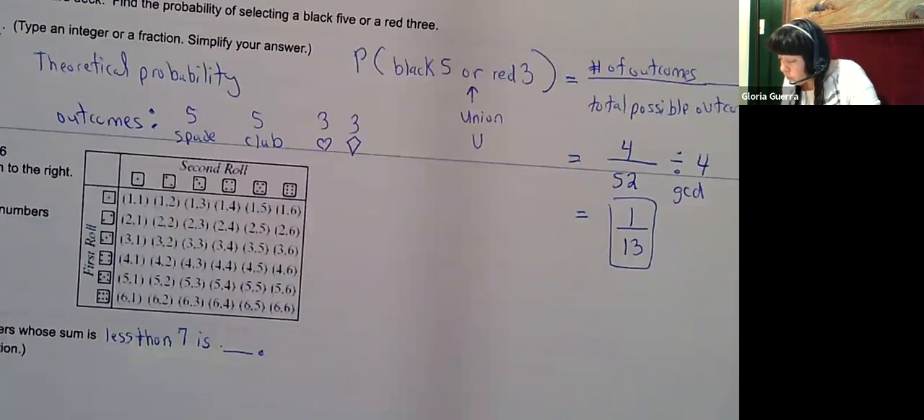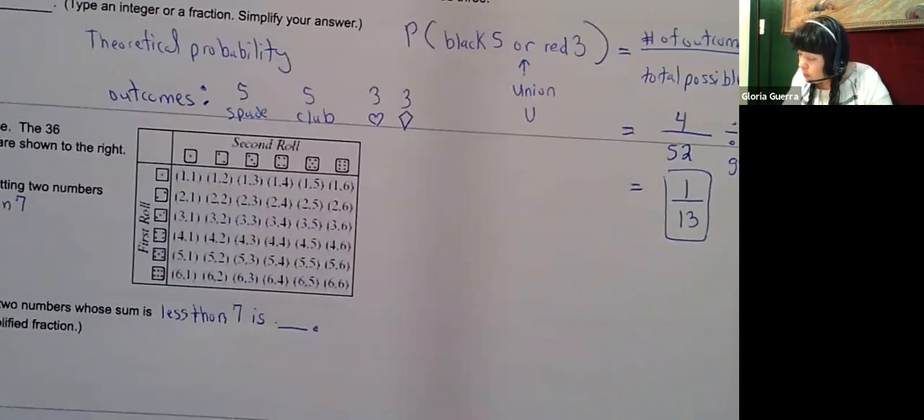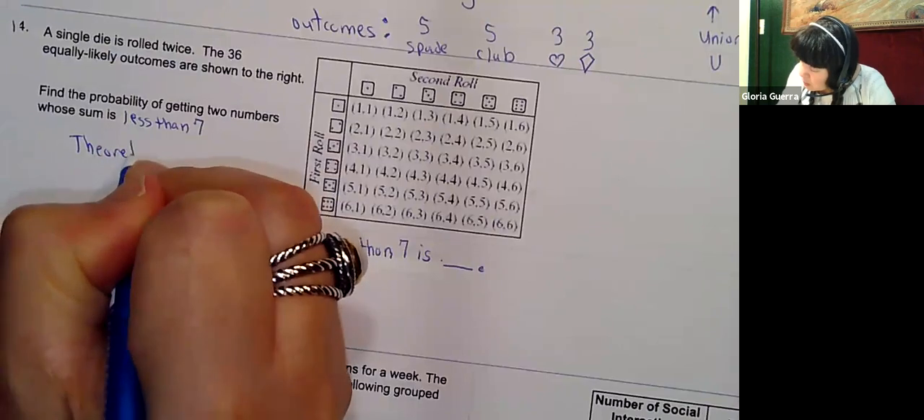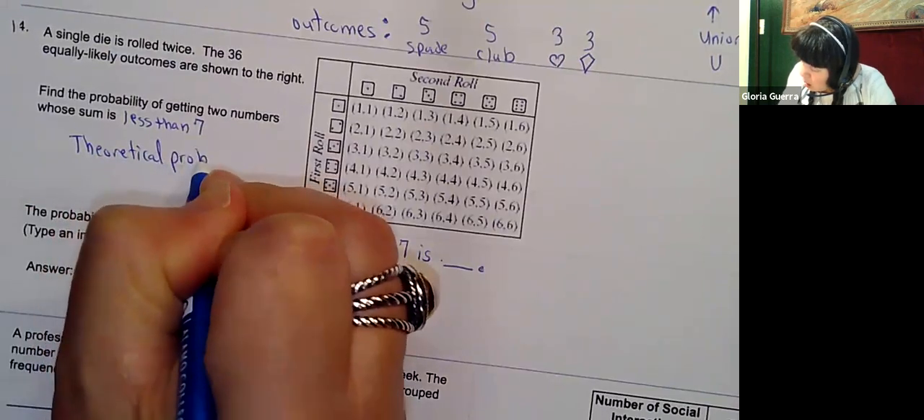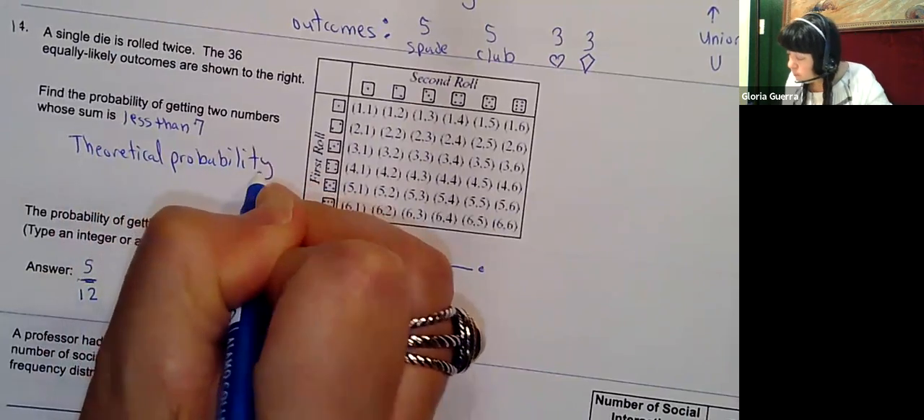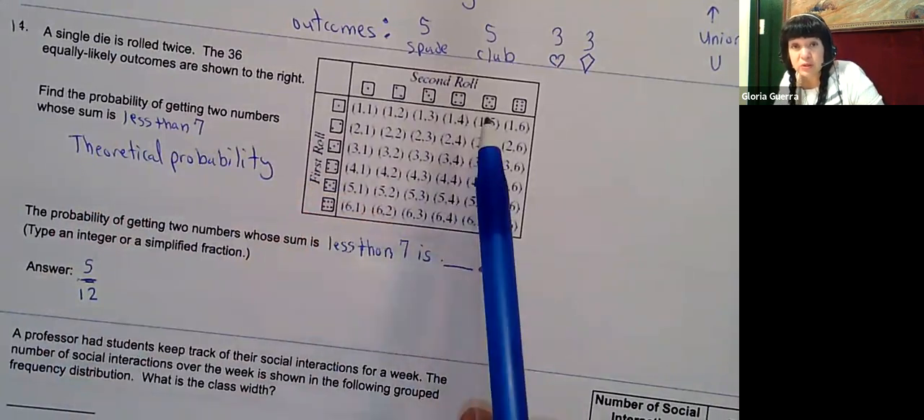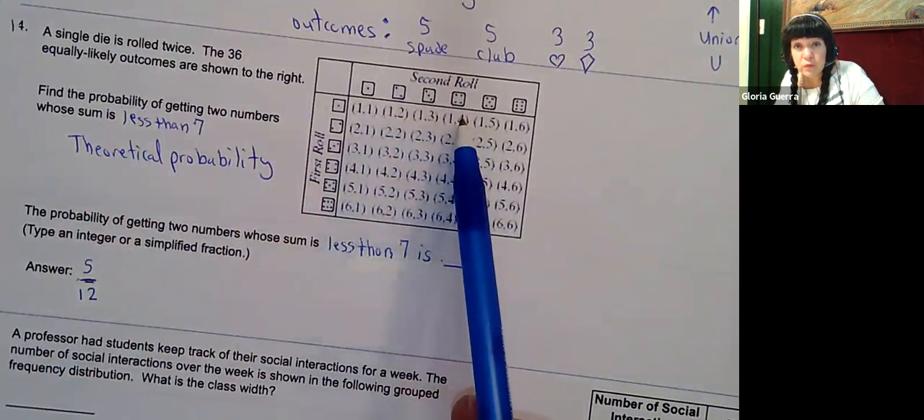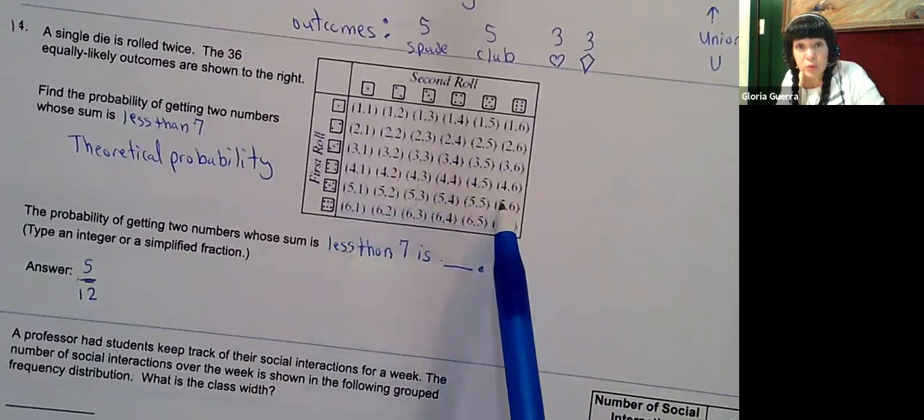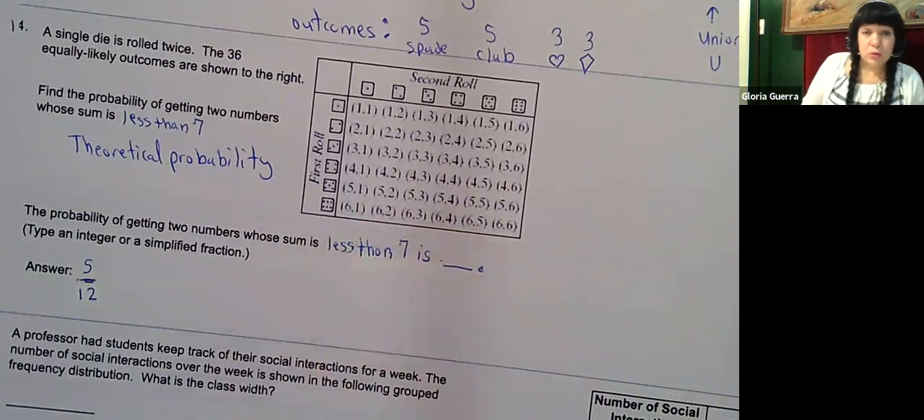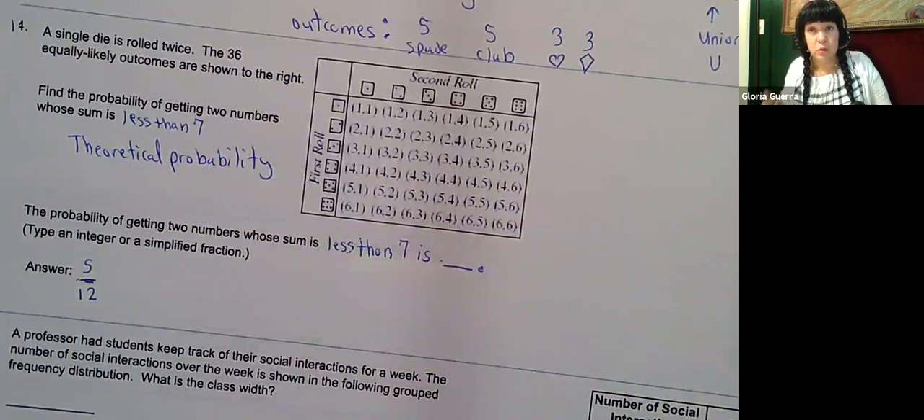And number 4, that's another theoretical probability, because it's dealing also with dice. A single die is rolled twice. The 36 equally likely outcomes, yeah, so there is 36. If you count 1, 2, 3, 4, 5, 6, so 6, 12, 18, 24, 30, 36. Yeah, so there's a total of 36. Just like the cards have 52, these outcomes for rolling two dice, first row, second row, is 36.